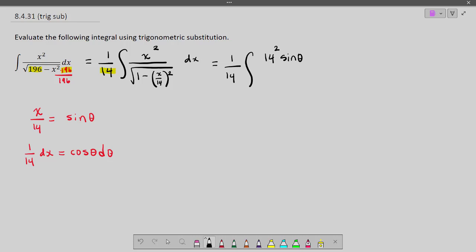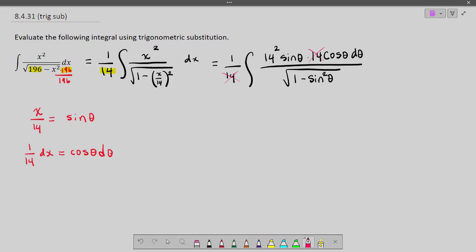Now we use the double angle identity for sine. The double angle identity for sine is 2 sine cosine, and the 2's are going to cancel. So we have that. Sine of 2 theta is 2 times sine theta cosine theta, so the 2's will cancel. So there's our double angle for sine.